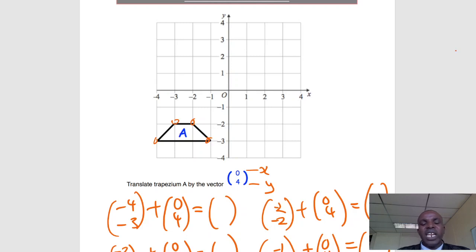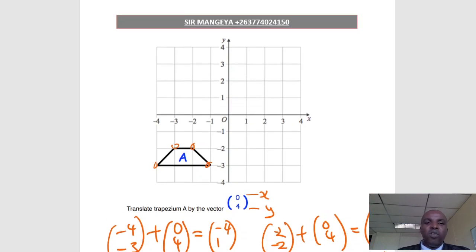Minus 4 plus 0 is minus 4. Minus 3 plus 4, 1. Minus 3 plus 0, minus 3. Minus 2 plus 4, 2. Minus 2 plus 0, minus 2. Minus 2 plus 4, 2. Minus 1 plus 0, minus 1. Minus 3 plus 4, 1. Just like that. Then you plot the points.